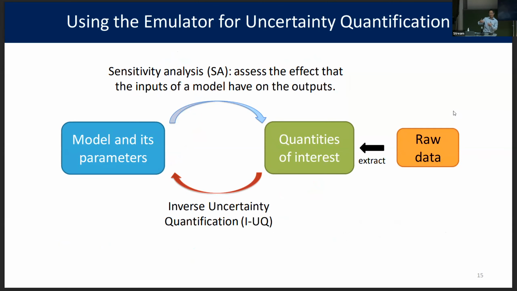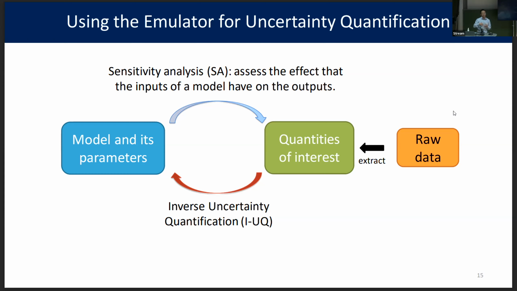So we've been talking about the emulator, and now we come to the second topic, uncertainty quantification, and how the emulator can be used. We have the model, and also we have the parameters. First we can do the sensitivity analysis, which assesses how the parameters affect the model output. For example, how the constitutive parameters affect the pump function, like the volume and the strain. That is the quantity of interest.